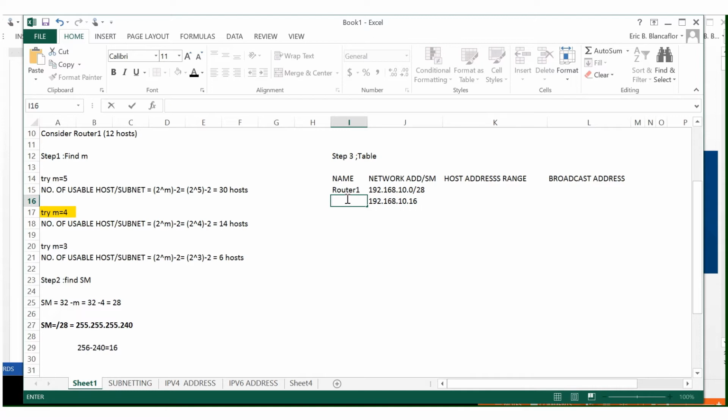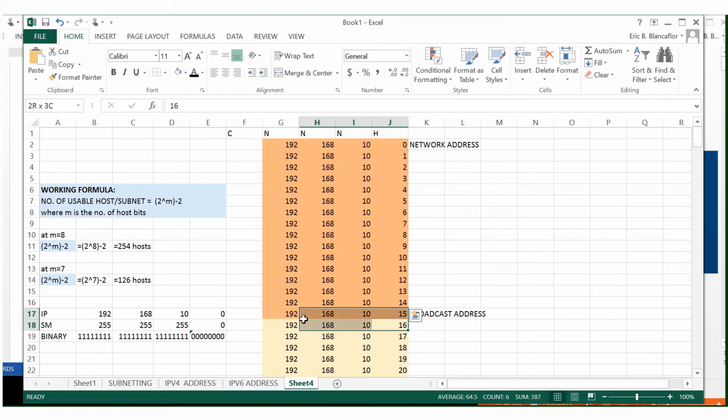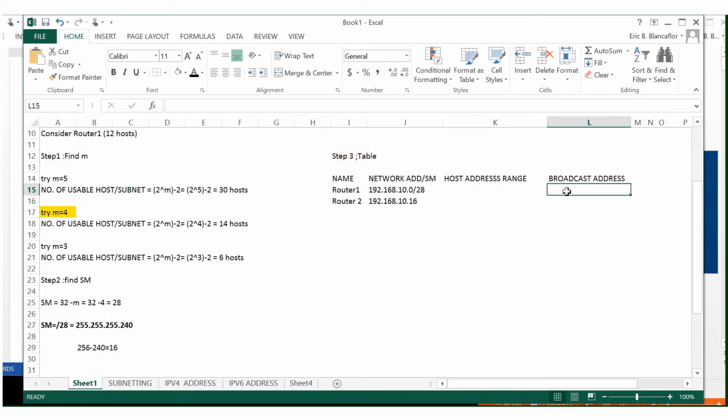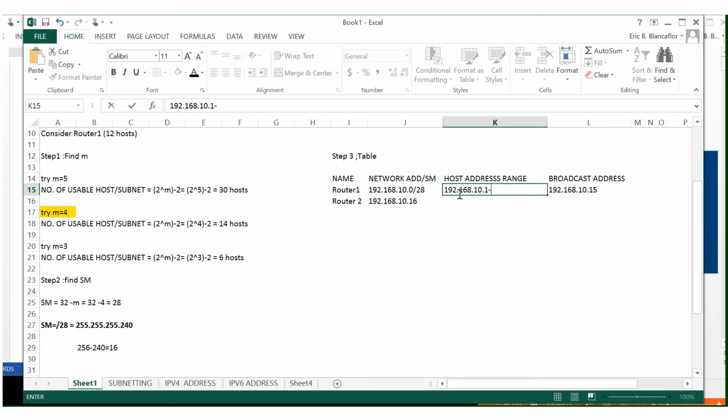Router 2. If this is 16, the broadcast of router 1 is the IP address before 16. Oh, I have this sequence here. So 16, what's the IP address before 16? 15. So the broadcast address for router 1 is 192.168.10.15. And those address range are the ones in between, 0 to 15. So which is 192.168.10.1 to 192.168.10.14. There, I'm done for router 1.